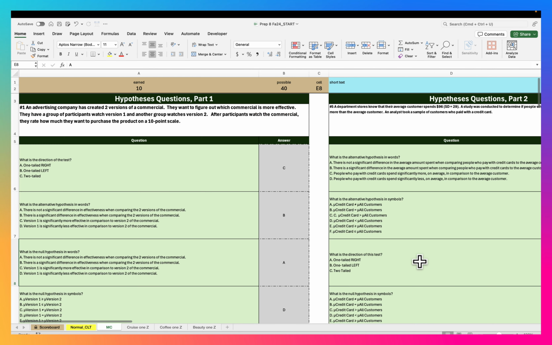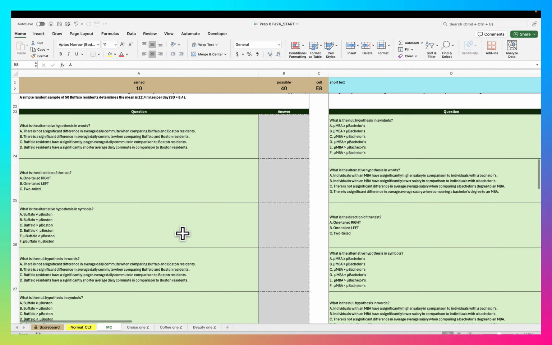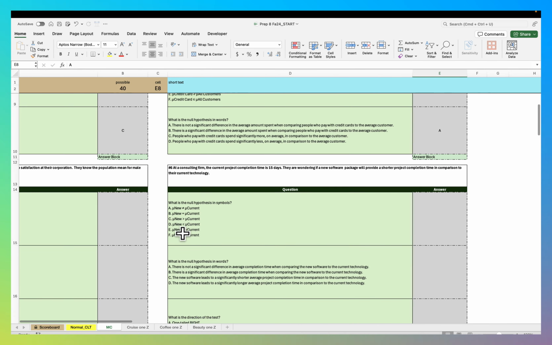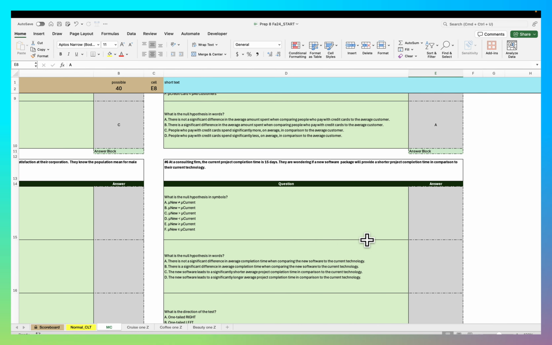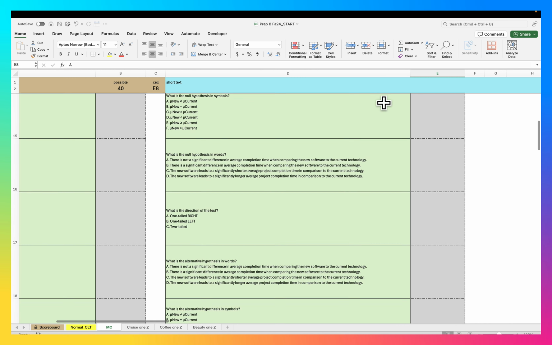So I've done 2 of these. This one was for a two-tail test. And in fact, I think this whole column on the left is two-tail tests. So they're almost going to be identical all the way down. On this side, though, this side has more of the one-tail tests. And your key is you have to figure out, is it greater than or less than, right? So, for example, they are wondering if a new software package will provide shorter. Shorter sounds a lot like less than, right?